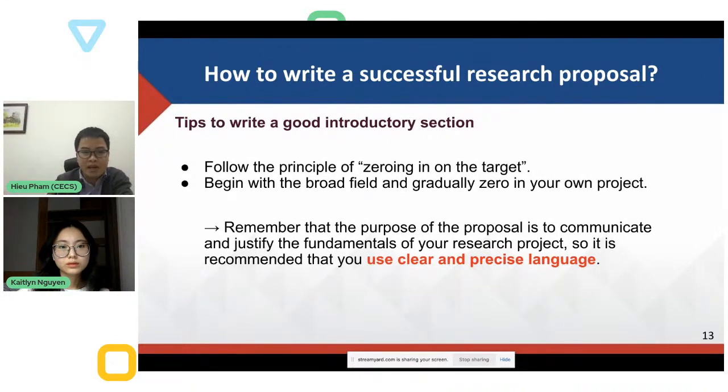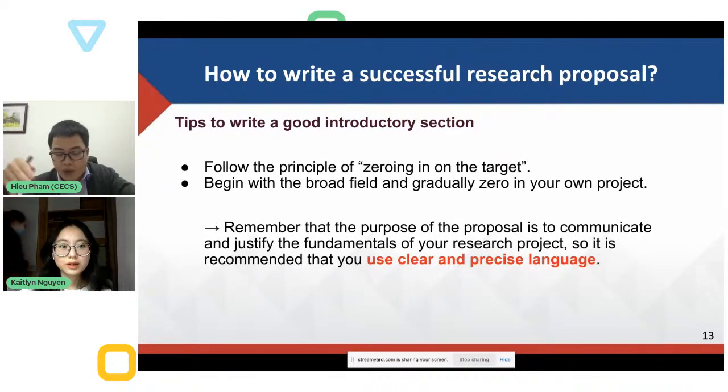Remember that the purpose of the proposal is to communicate with others. We are in the research community. So the way you communicate with the reader needs to be clear and precise, using clear and precise language. Writing something clear and precise is really difficult and it's a hard skill to learn. But you can improve this skill over time when you work more on proposals, on writing papers, or technical blogs or technical documents.